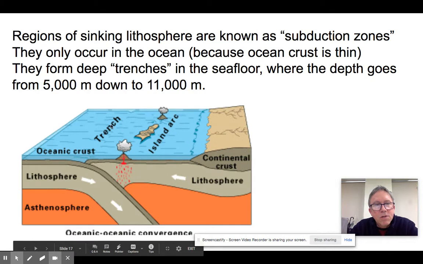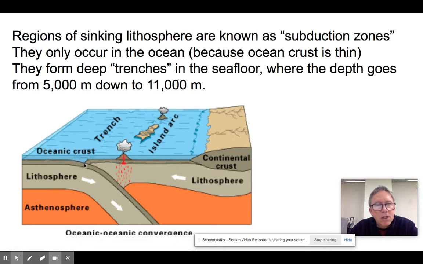It forms these trenches. So a trench. And we talked about those yesterday as a seafloor feature, but we didn't have an explanation for them. Now we know a trench is basically where the ocean crust is sinking down inside the earth, and it leaves this deep trench in the ocean. And instead of being about 5,000 meters like the abyssal plains, it goes down to about 11,000 meters.